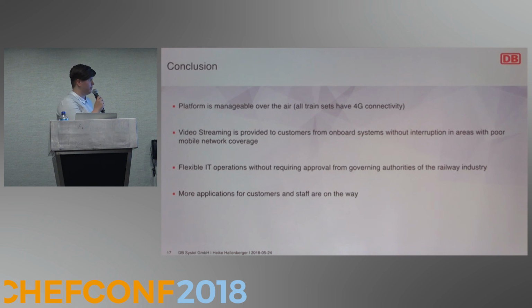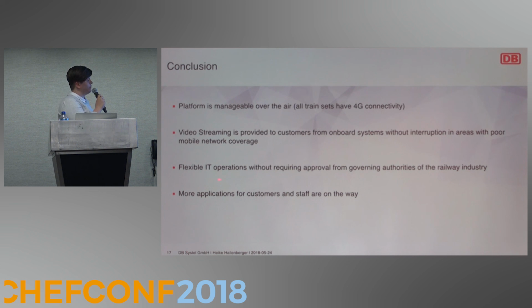So in the end, our platform is fully manageable over the air. We achieved that. We can release new features really fast. We can apply security patches really fast. And all trains have 4G connectivity because they are connected to the new internet gateway. Other manufacturers provide their virtual machines, for example, video streaming. And all of these things are stored locally, so there's also no interruption whenever a train goes through a tunnel, which can happen quite often, of course.